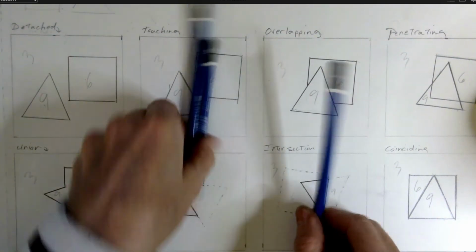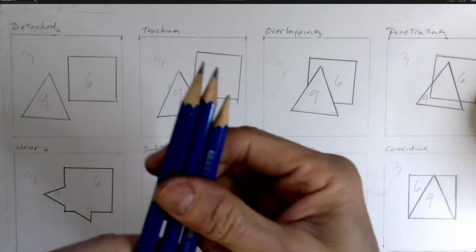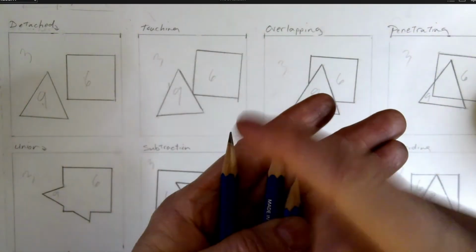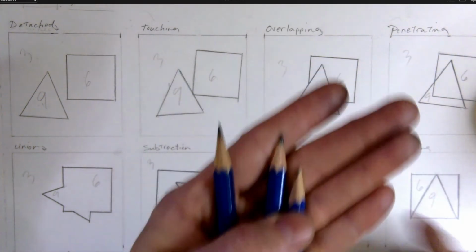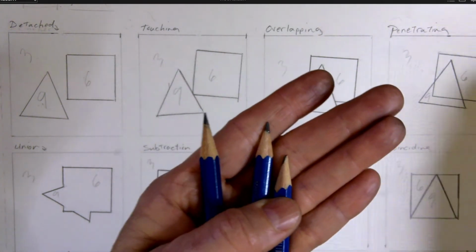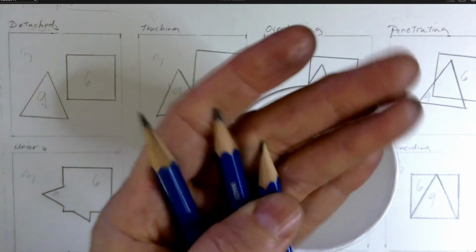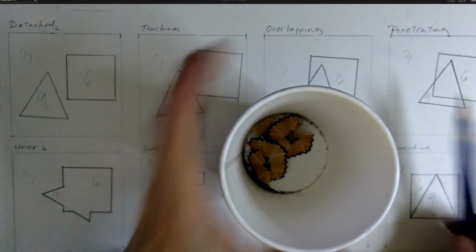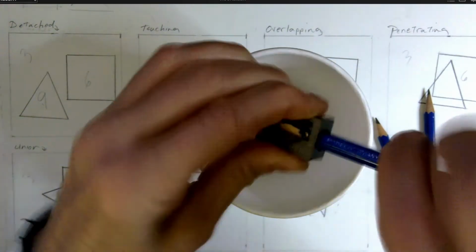Now, about your pencils, the tips aren't very sharp. The very tip is kind of blunt, so these shapes are kind of small. It's really important that you sharpen your pencils before you start. I keep a cup so that I can sharpen right into the cup.